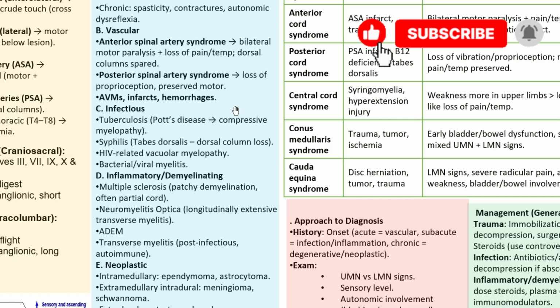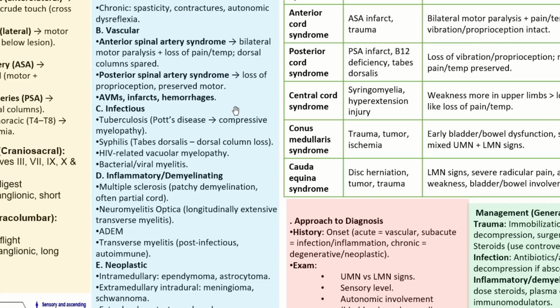We can have infections like tuberculosis, and tuberculosis of the spine is called Pott's disease. This is going to cause compression wherever it is, what we call a compressive myelopathy. We can have syphilis, which causes tabes dorsalis, which is degeneration of the dorsal column. So you can imagine what will happen when you don't have a dorsal column. Fine touch, proprioception, all that is going to be affected.